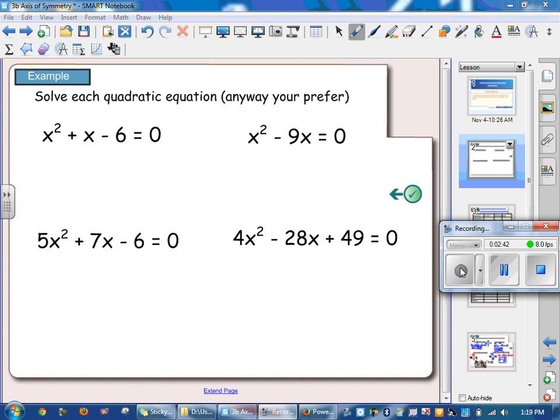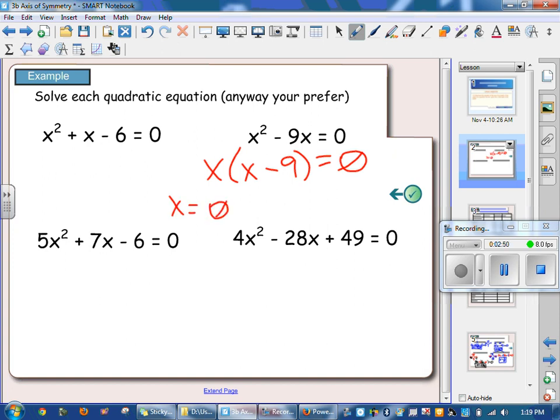Okay, let's take a look at the next two. We've got x and then x minus 9 equals 0. So that means x equals 0. That's what this guy gives us. And x equals positive 9. That's what that guy gives us. So 0 and positive 9. If you did it by graphing, you would find exactly the same thing. 0 and positive 9.